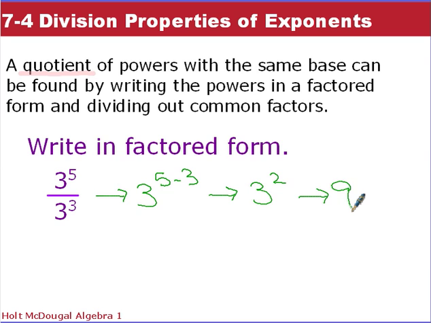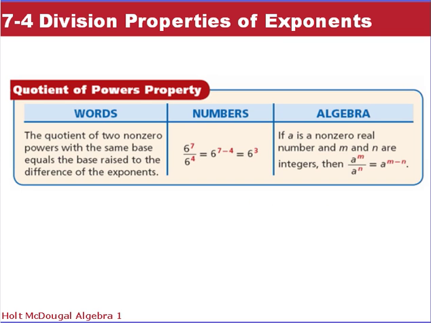Let's look at that property. The quotient of powers property states the quotient of two non-zero powers of the same base equals the base raised to the difference, or subtracting the exponent. So 6 to the 7th over 6 to the 4th, the base is 6. So we keep the base the same, but we subtract 7 minus 4, which would give us 6 cubed. Like in our last example, we had 3 squared.